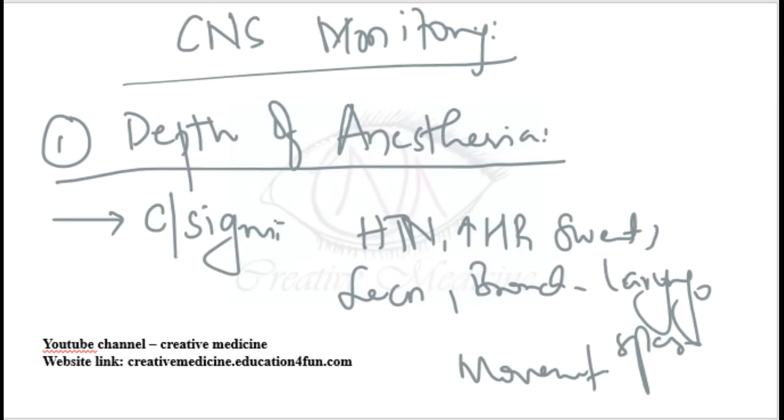So, neurological assessment. In CNS monitoring, we have to see the depth of anesthesia and the neurological assessment. First, in the depth of anesthesia, for light anesthesia, the clinical signs which are seen are hypertension, tachycardia, sweating, lacrimation, bronchospasm and laryngospasm, and movements of the patient.